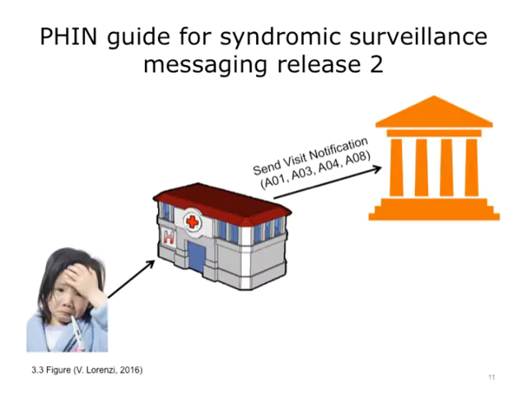The standard used is the Public Health Information Network, or PHIN Guide for Syndromic Surveillance, which uses HL7 version 2 patient administration messaging. This diagram shows a sick patient visiting the hospital. A message is generated with information about the visit, including information about the reason for the visit, and sent to the local public health authority.